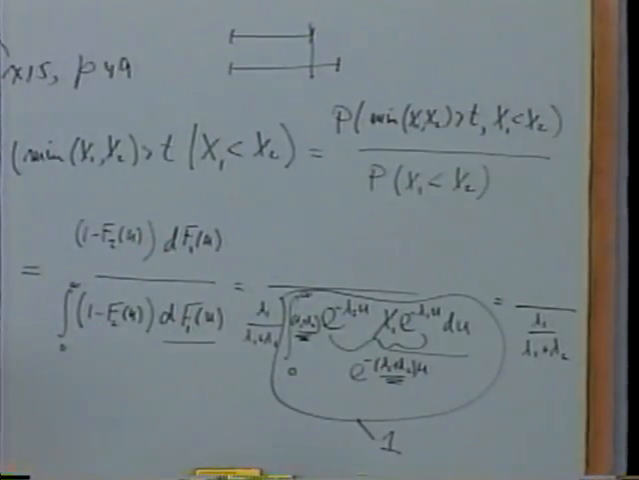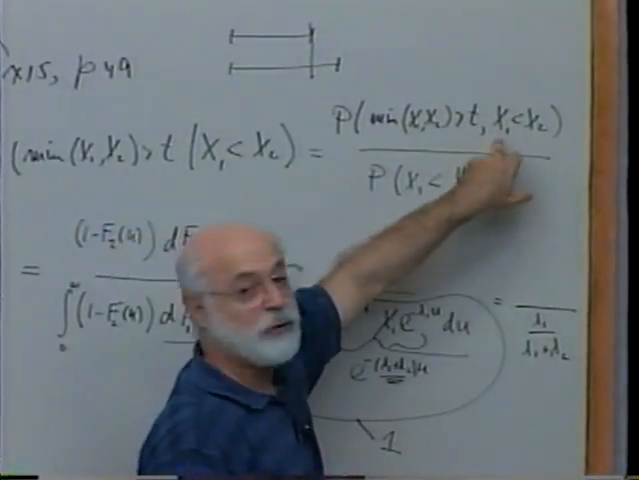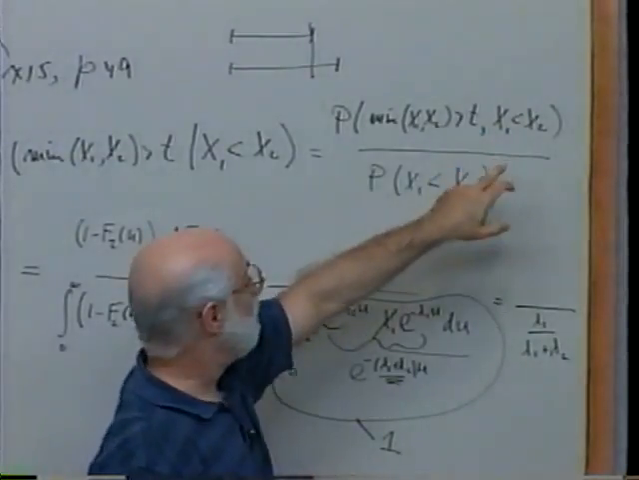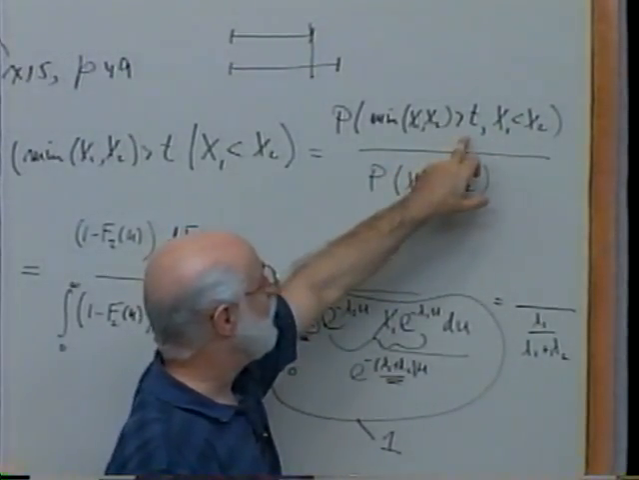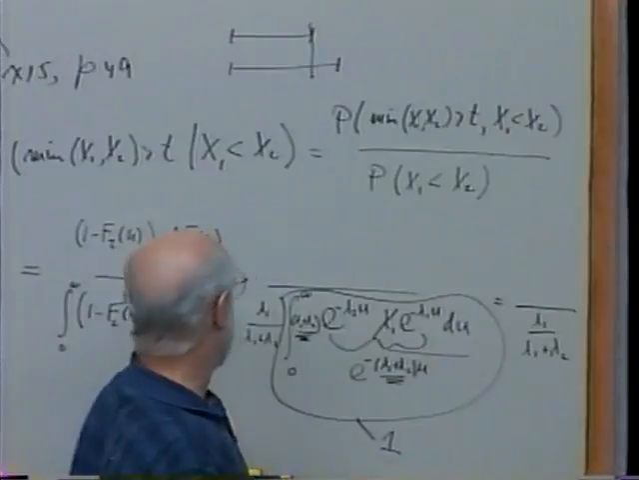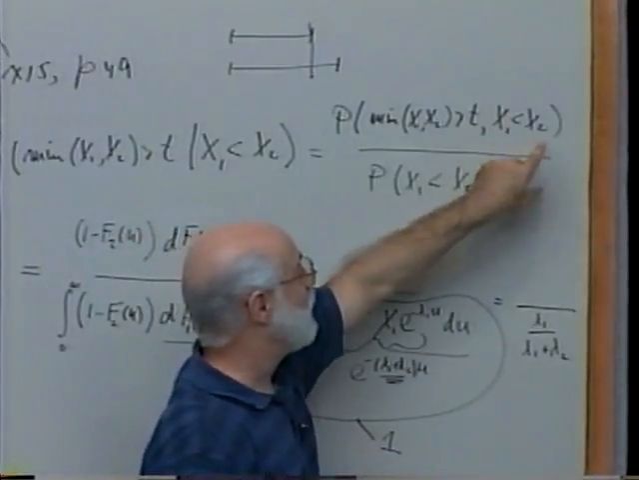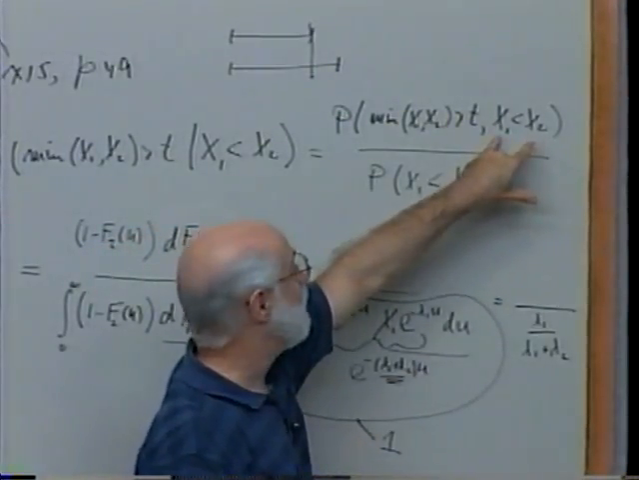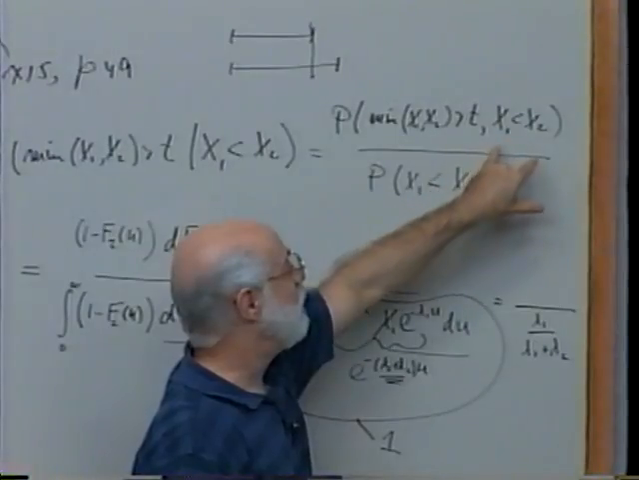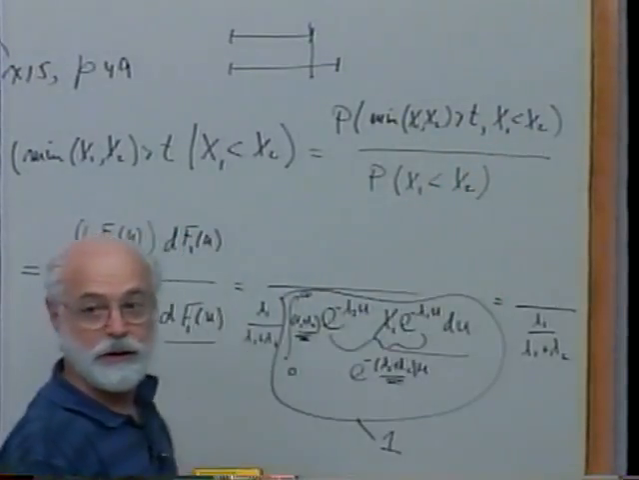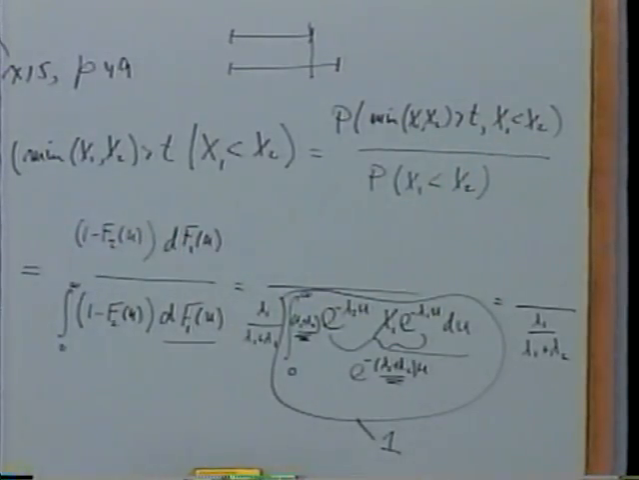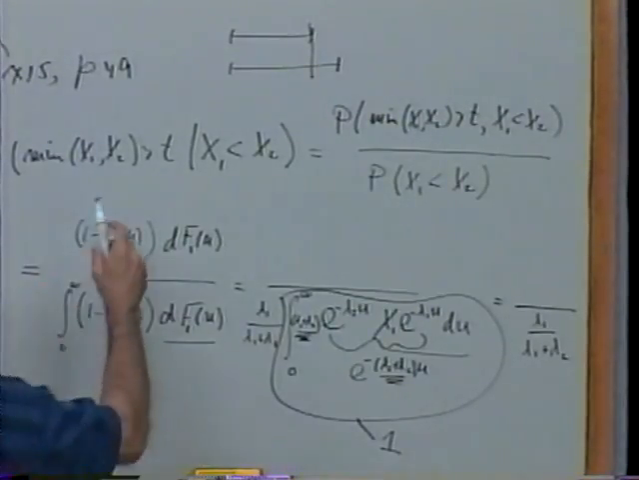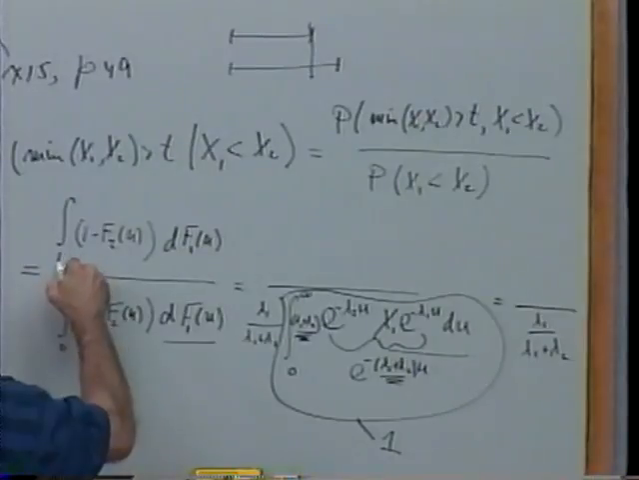So now I have this part here that says that x2 is greater than x1. But it must also be true that the min is greater than t. But if x1 is to be less than x2, then to say the min must be greater than t is to say that x1 must be greater than t. So instead of integrating from 0 to infinity, as I did in the denominator, I'll integrate from t to infinity.